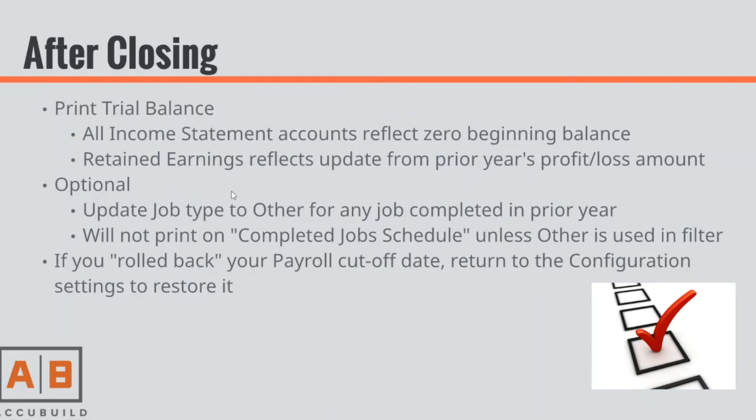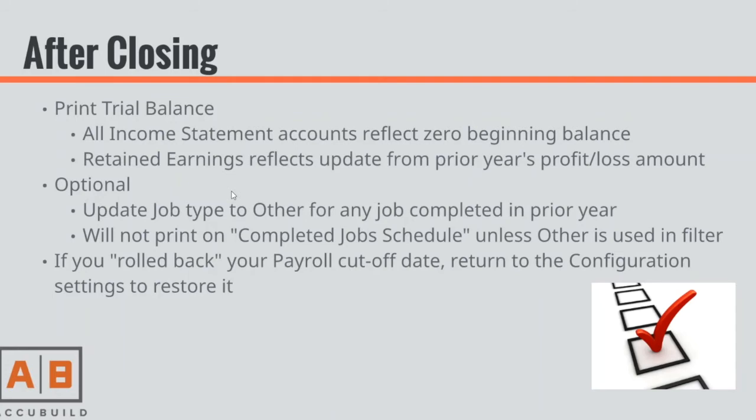One additional maintenance task that you might want to perform is updating any completed jobs from the prior year. By marking these jobs as other, when you run the completed job schedule, they won't print, unless you choose to change the filter to include jobs with a job type of other. Lastly, if you had to adjust your payroll cutoff date, you'll want to go back into configuration to restore to the correct date.